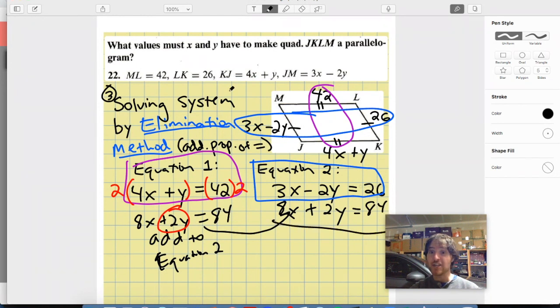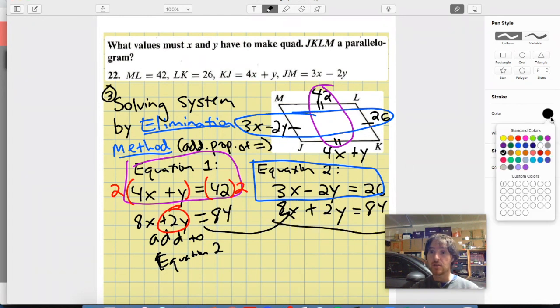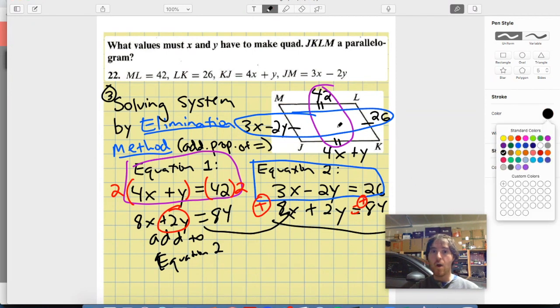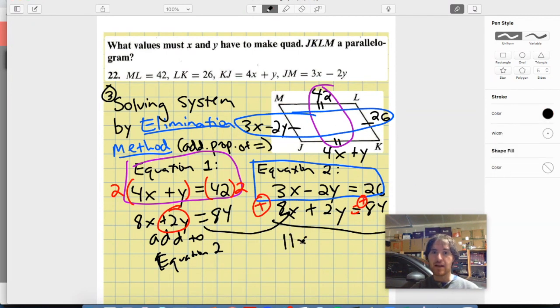And now I can use the addition property of equality. I can add this to the left side of the equation up here and add this to the right side of the equation here. And what ends up getting eliminated? I got 3x plus 8x is 11x, but negative 2y plus 2y is 0y, or just 0. And then that equals 110. So I end up with 11x equals 110.